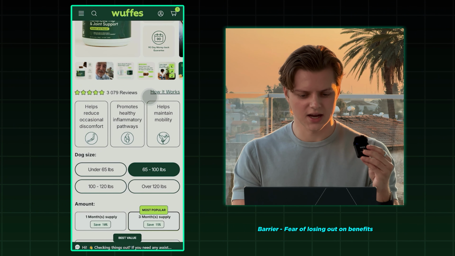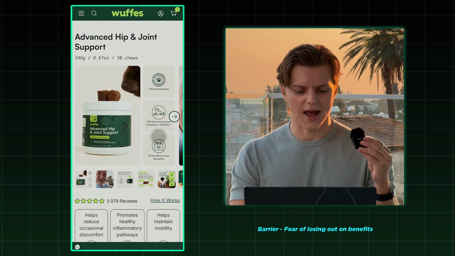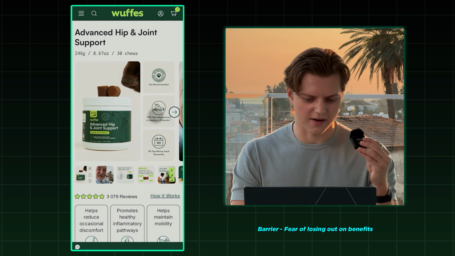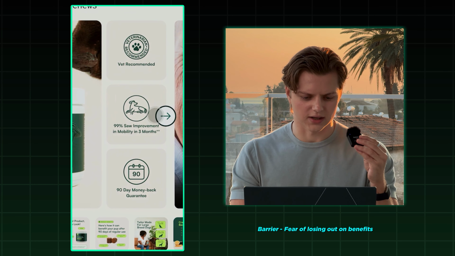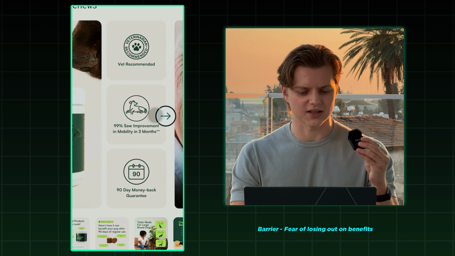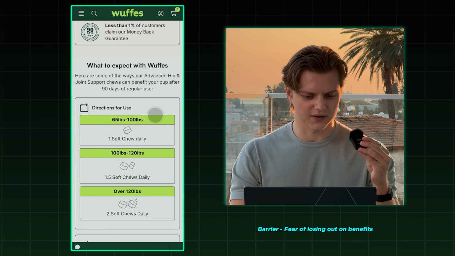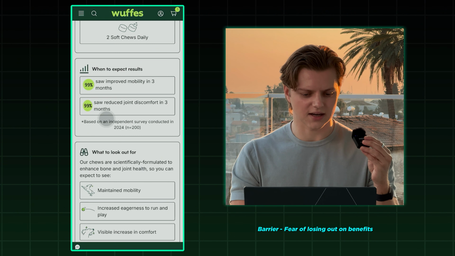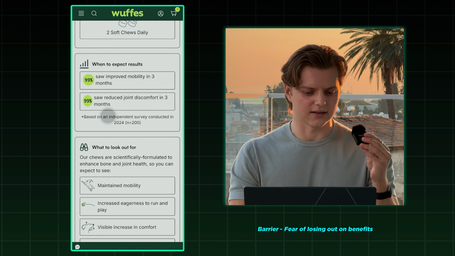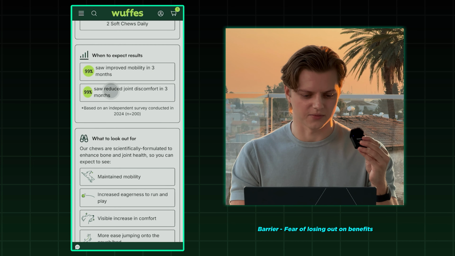So they start here with this section, which illustrates that the product helps reduce occasional discomfort, promotes healthy inflammatory pathways, and helps maintain mobility. And also for the images here, they have an image showing that 99% saw improvements in mobility in 3 months. Moving on with the sense of missing out on benefits, they have this statistics section here. 99% saw improved mobility in 3 months, 99% saw reduced joint discomfort in 3 months.